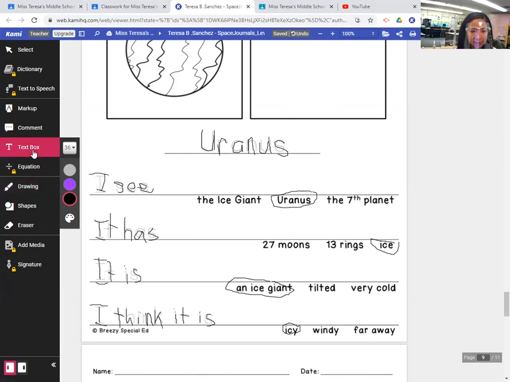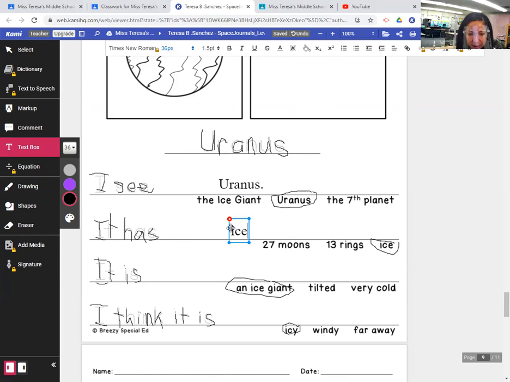Okay, so let's go ahead and complete the sentences now. I'll go back and print the words that I circled. I see Uranus, capital U-R-A-N-U-S, period. It has ice, I-C-E, period. It is an ice, I-C-E, giant, G-I-A-N-T, period. I think it is icy, I-C-Y, period.